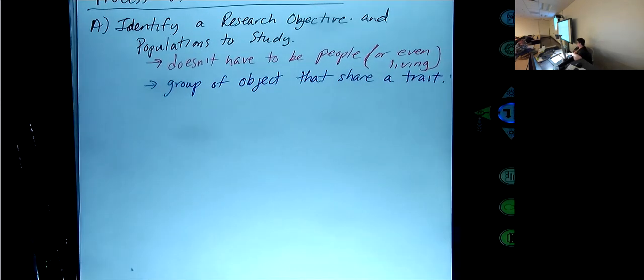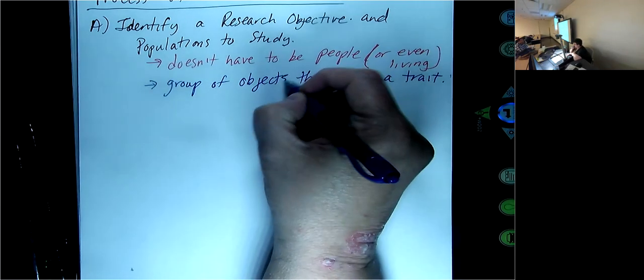In some cases, that trait is being a human being. Like if the survey is, what's the gender? I'm assuming I'm asking a human. Who gives a shit what your dog's gender is? You do, but no one else does. Group of objects, share a trait.